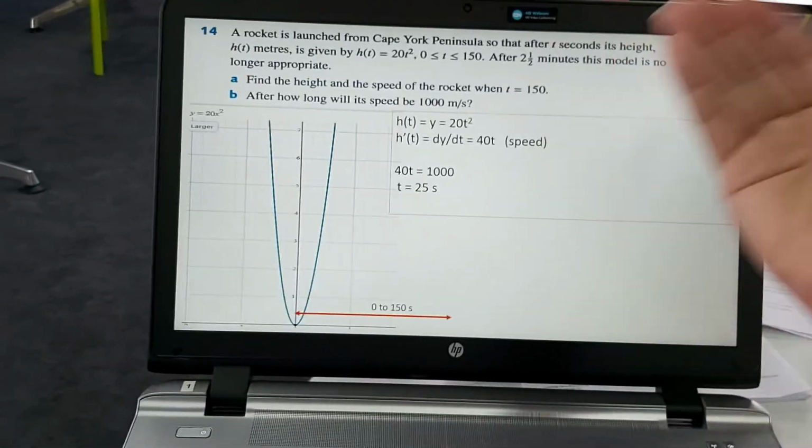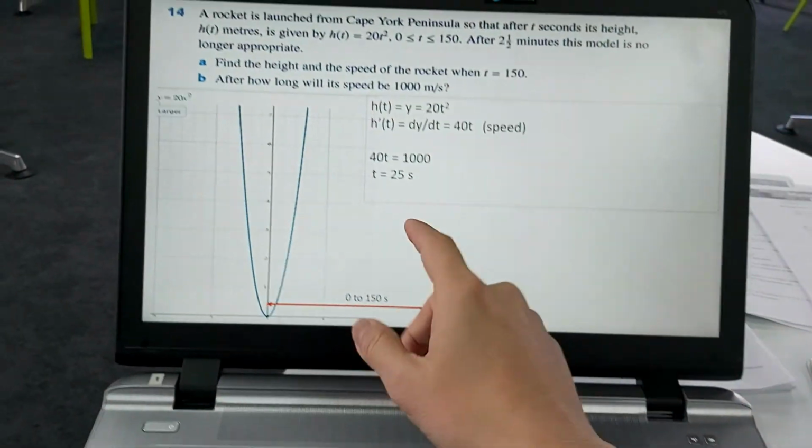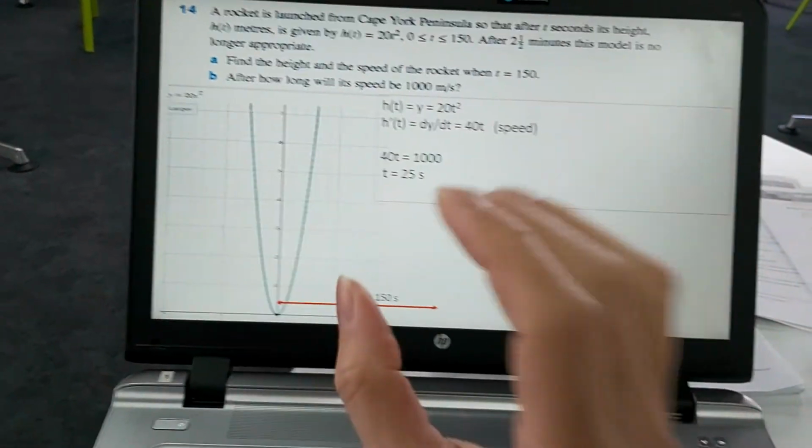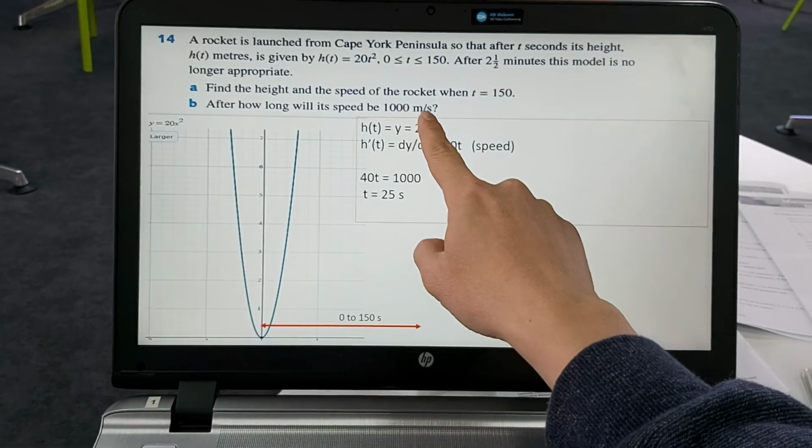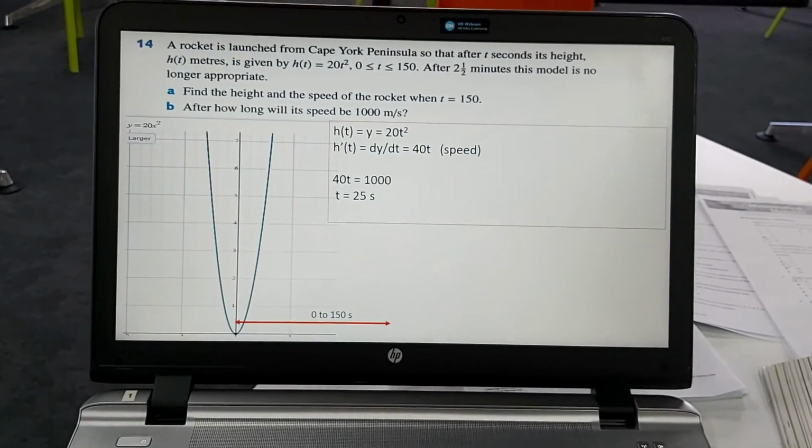So from this equation, we can find out that at the 25th second, the speed of the rocket will reach 1,000 meters per second. Okay?